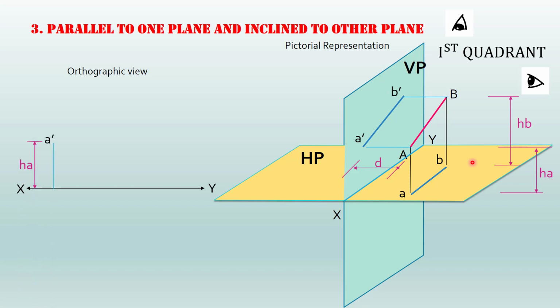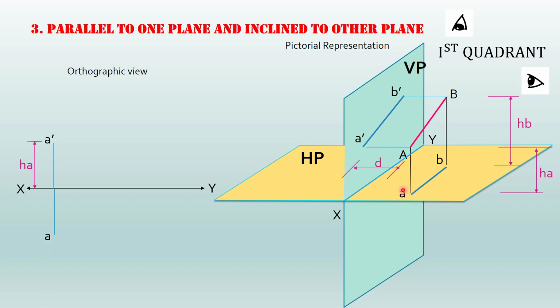Now we will try to draw the projection of this original line in the orthographic view. So first we will draw the reference line XY. Then we will mark A dash. What is A dash? A dash is the distance of elevation above the HP, which is given as HA. And the distance of B dash is given as HB. Okay, so you can mark HA. Then the distance of A will be equal to distance from the vertical plane, right?